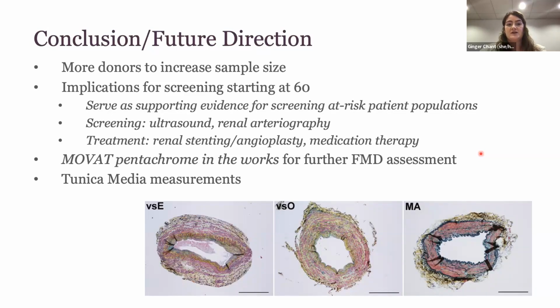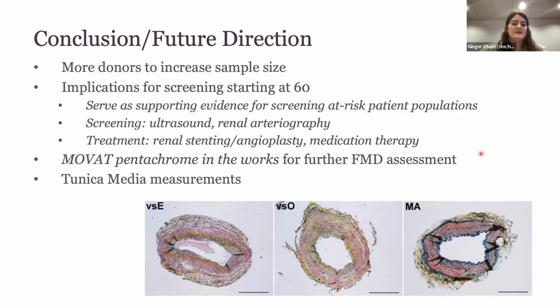And if they do meet that criteria, that would mean they would have some sort of imaging modality, whether that's ultrasound or renal arteriography. And then if they are found to have renal artery stenosis, they can be better managed with medication therapy, with the clinicians now knowing that they have to treat at the kidney. And then they could also, if it's extensive stenosis, go through stenting or angioplasty.